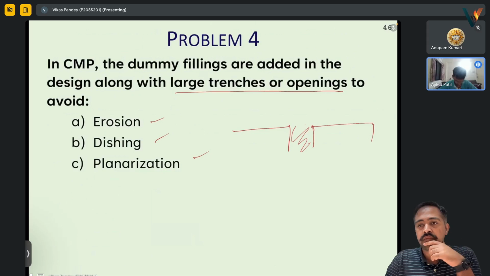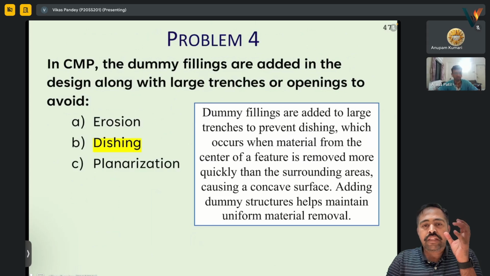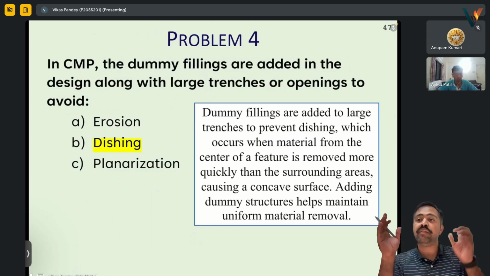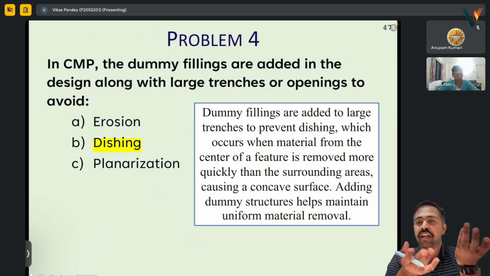If a concave surface is happening, then dishing will happen. Erosion and density. It is not erosion. Yeah, it is dishing. Erosion is mostly due to difference in material density variation, and that will still happen even if dummy filling is there.